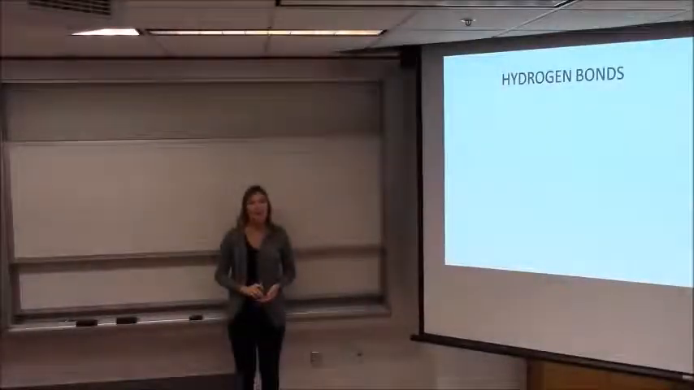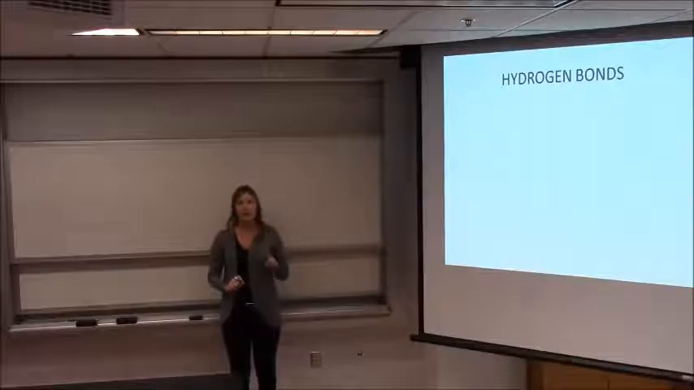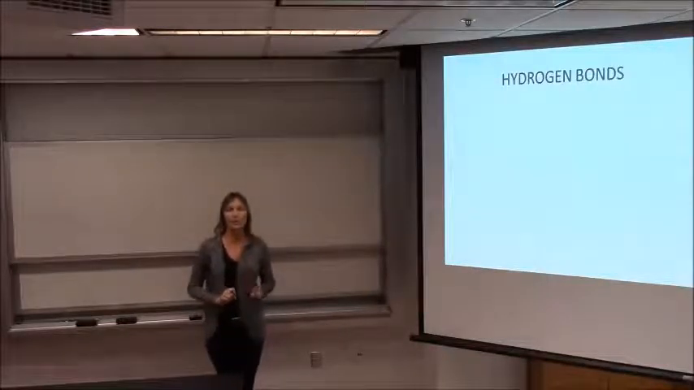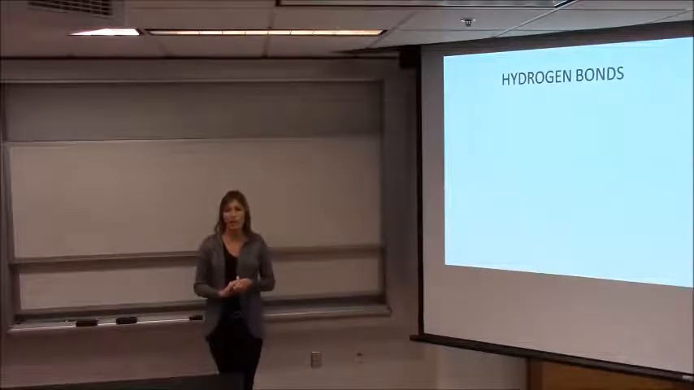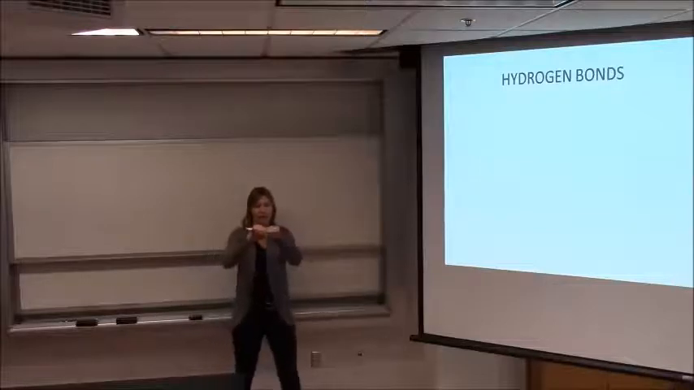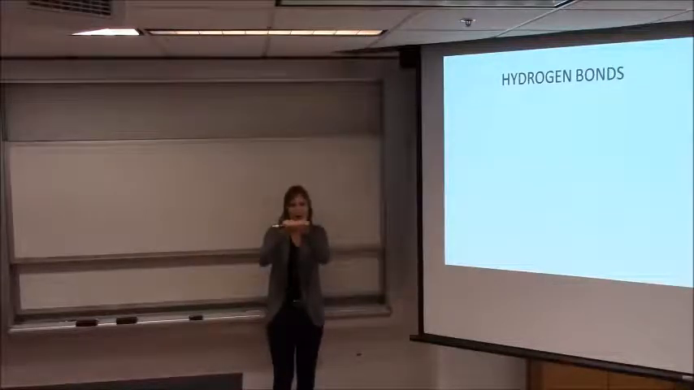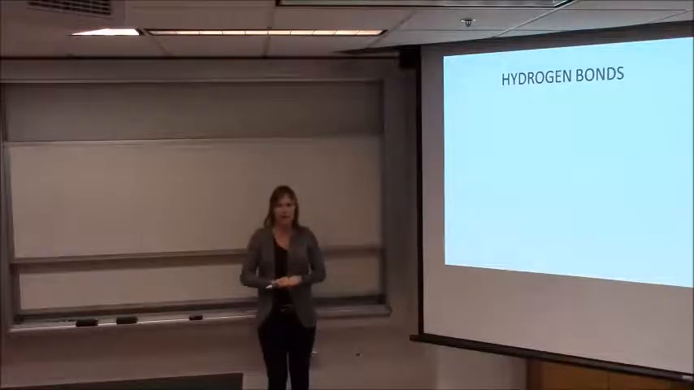Hydrogen bonds are the third category of bond we need to talk about. We've talked about covalent bonds, both polar and nonpolar. Remember, covalent bonds are by far the strongest bonds. They involve sharing electrons. And then ionic bonds are this association between ions of opposite charge, not as strong as covalent bonds. And now we're going to talk about hydrogen bonds.